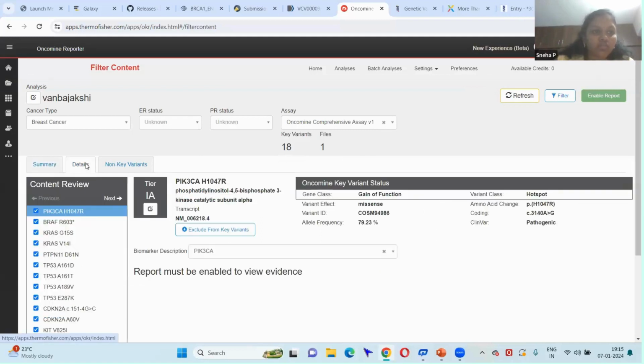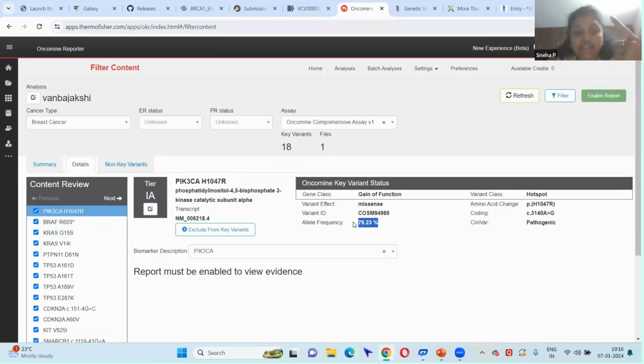Now if you see, this patient has 18 variants. She has how many variants? 18 variants. The first variant is in a gene called PIK3CA. What is happening? H1047R means the histidine in this position is changed to arginine. So it is a pathogenic variant. And what is the percentage? 79%. So my sample has passed the QC.